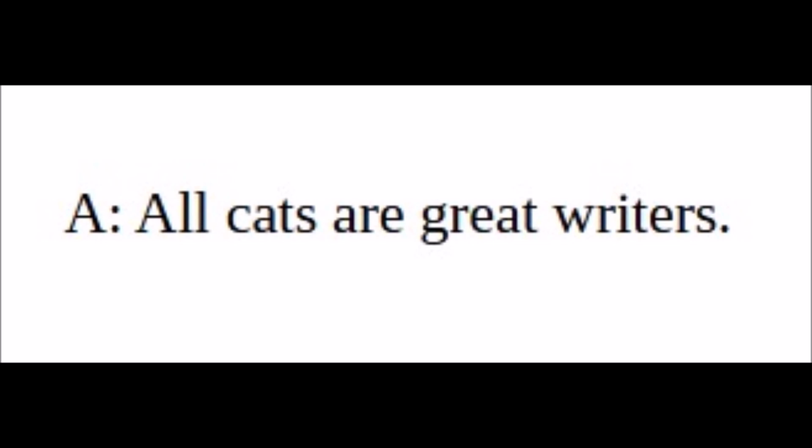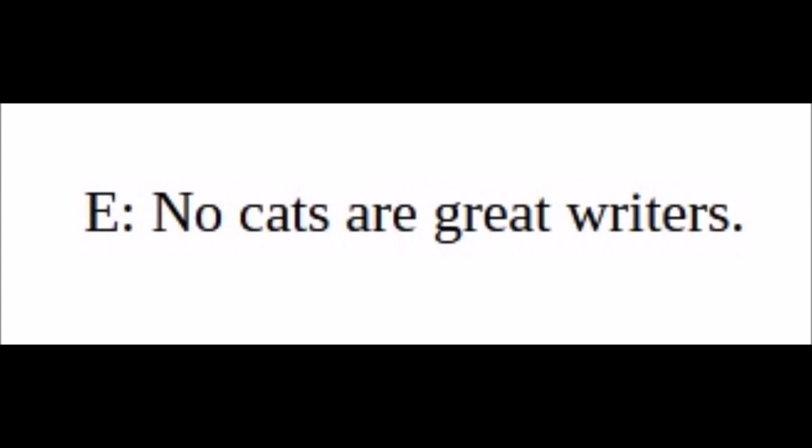Let's look at type A. All cats are great writers. Obviously, the subject term refers to all cats because that's what it says. However, there may be great writers who are not cats, although the proposition effectively asserts at least some to be. In an A-type proposition, the subject is distributed and the predicate is not.